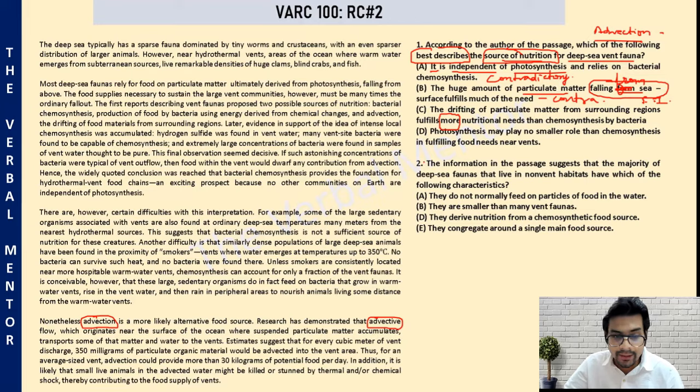The author merely says that bacterial chemosynthesis, though there is evidence in support of this theory, cannot be a sufficient source of food. Advection is a more likely alternative food source. Therefore, basically he's saying that advection also contributes to the food supply. He's not saying that advection contributes more than chemosynthesis does. Such a comparison is alien to the discussion. Tempting choice, but you can't find any tangible evidence for this comparison anywhere in the passage.